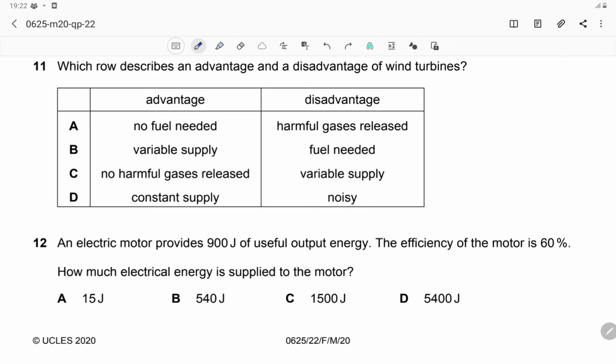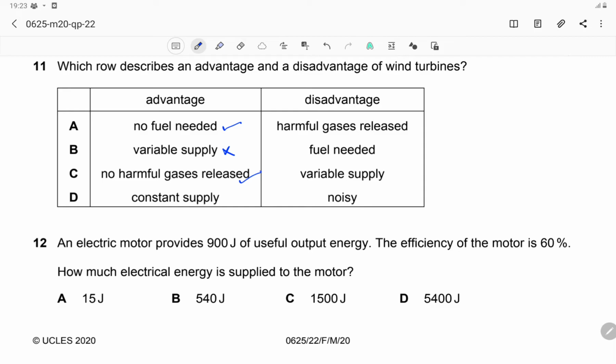Question 11. Which row describes an advantage and a disadvantage of wind turbines? Let's see the options. For advantage, option A says no fuel needed. That is correct. Option B says it's a variable supply. Yes, a wind turbine is a variable supply, but that is not an advantage, that is a disadvantage. Next, option C, no harmful gases released. That is an advantage of wind turbines.